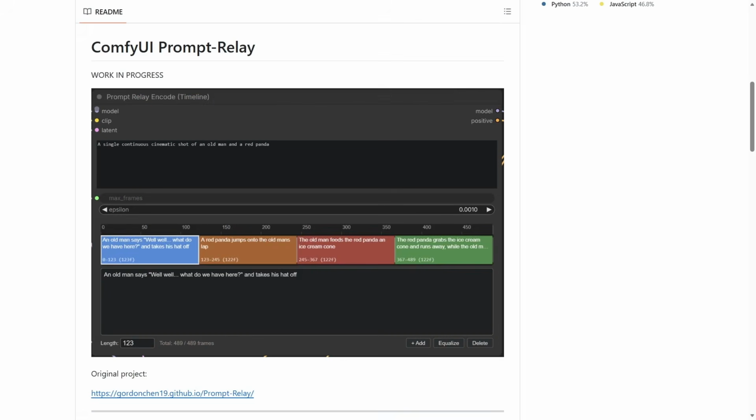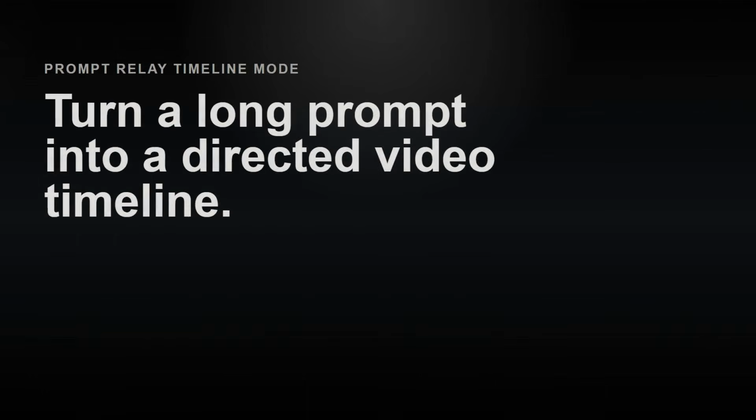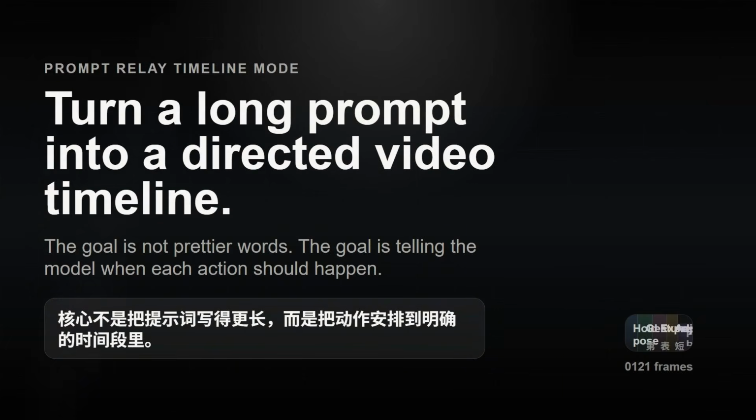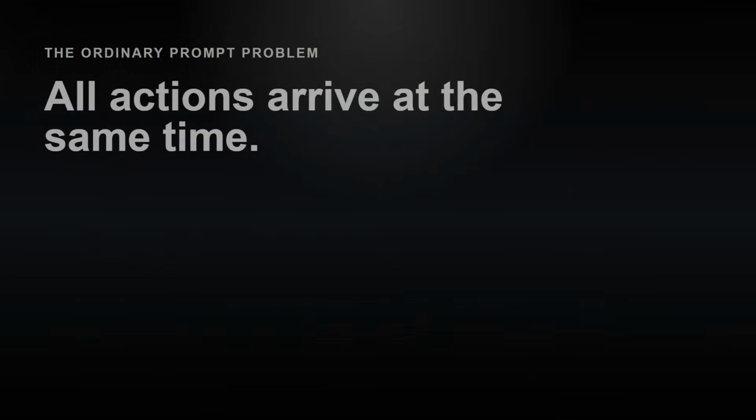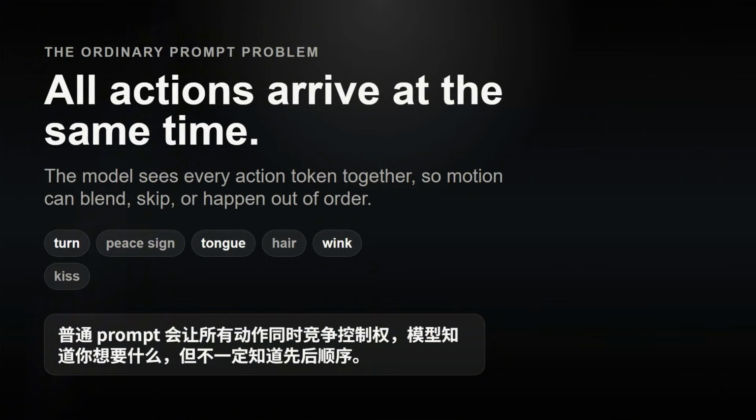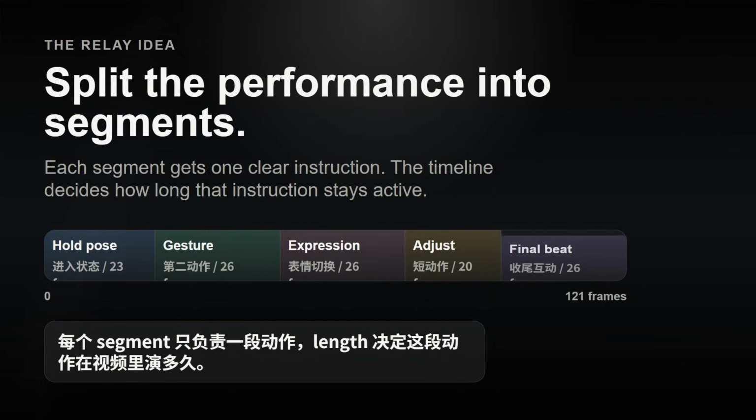First, let's introduce a new mode of the prompt relay technique, which we call the timeline mode. As you guys know, the prompt relay technique is not a new model. You can think of it as a prompt scheduler. The regular way to write prompts is to stuff all the content into a single prompt. The problem with this approach is that the model easily mixes these actions together. Prompt relay is exactly what solves this problem. It breaks a long prompt into multiple segments, with each segment corresponding to a specific time period in the video.